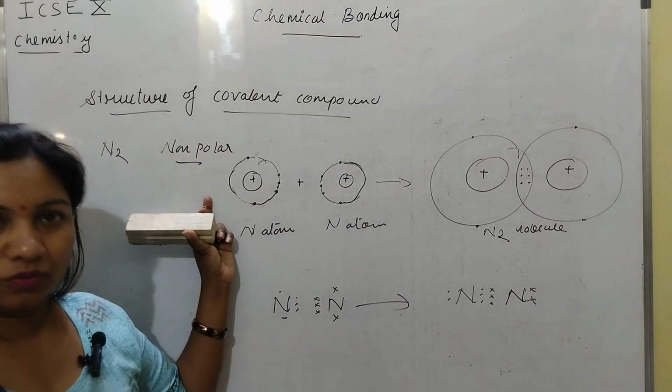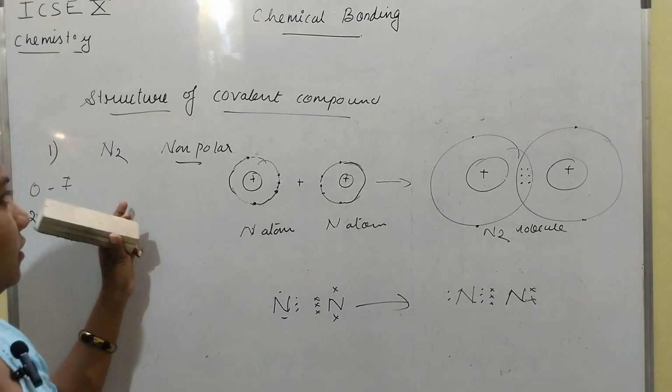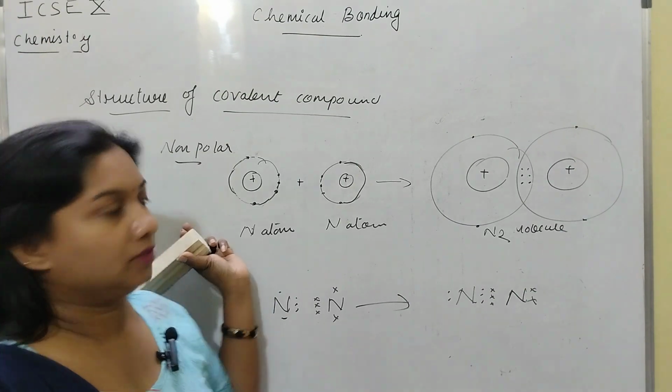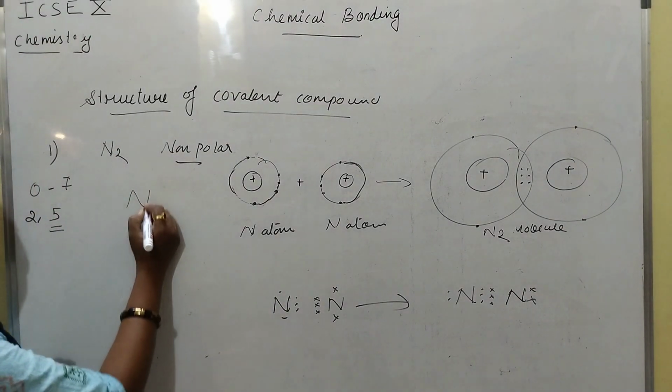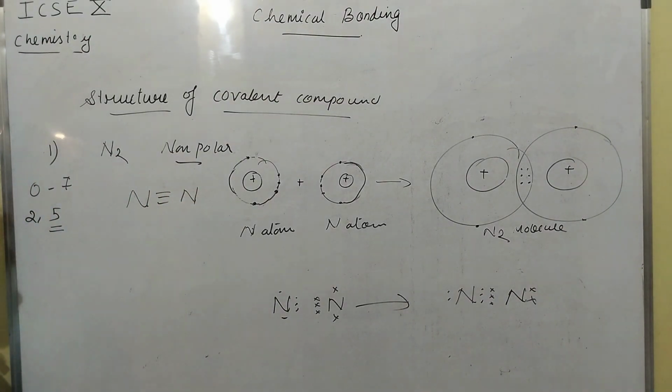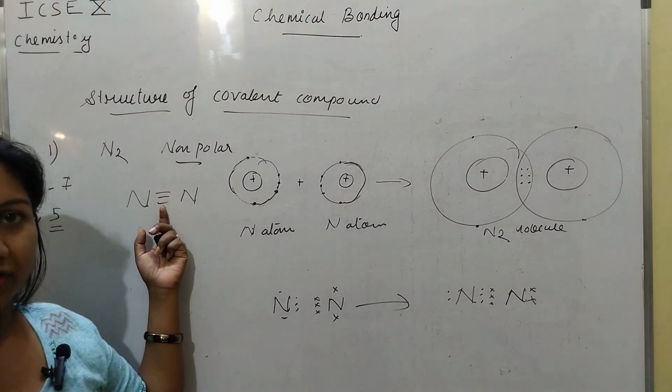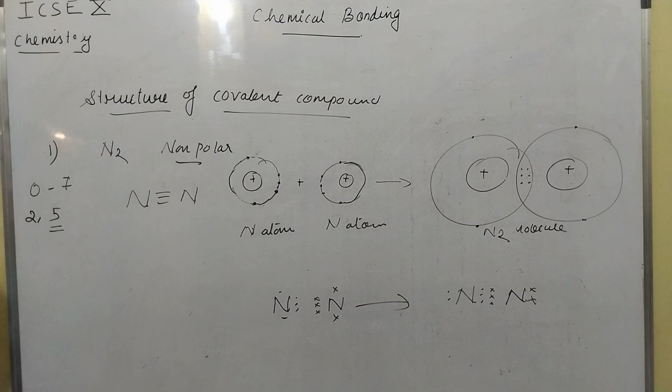This is also a non-polar covalent compound and triple covalent. Example of a triple covalent bond. Why is it a triple covalent bond compound? Because three pairs of electrons sharing is taking place over here.